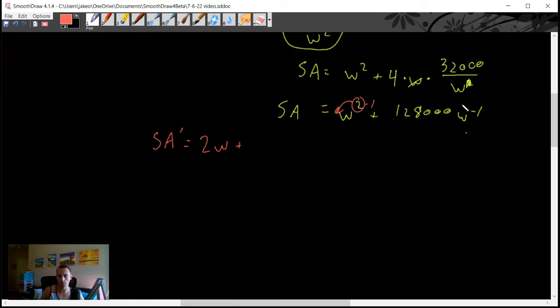And then again, the power rule says we bring our power down in front and multiply it by the coefficient. So instead of plus 128,000, we are now going to have minus 128,000. Then keep our base w as w, and minus 1 from the power. Negative 1 minus 1 is negative 2. Okay, now I'm just going to put this back into a fraction because the next step is going to be easier with it not being in a negative power.